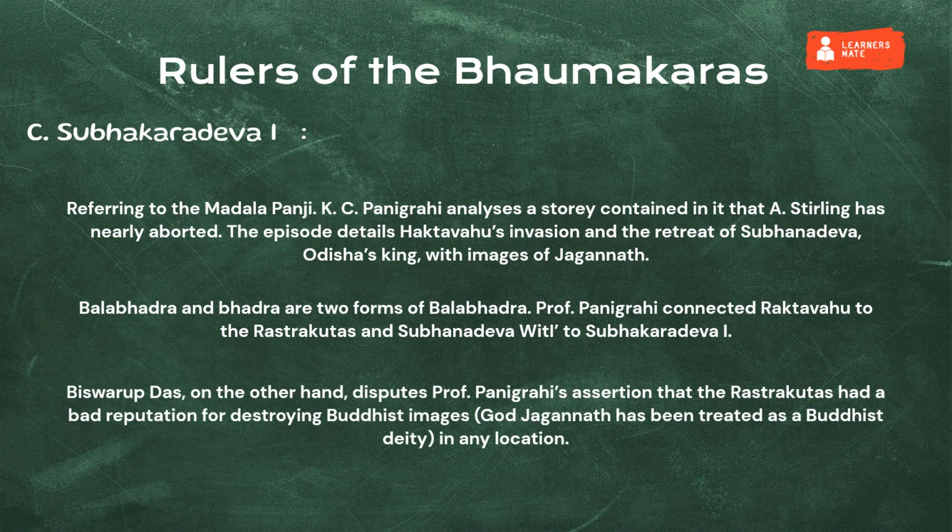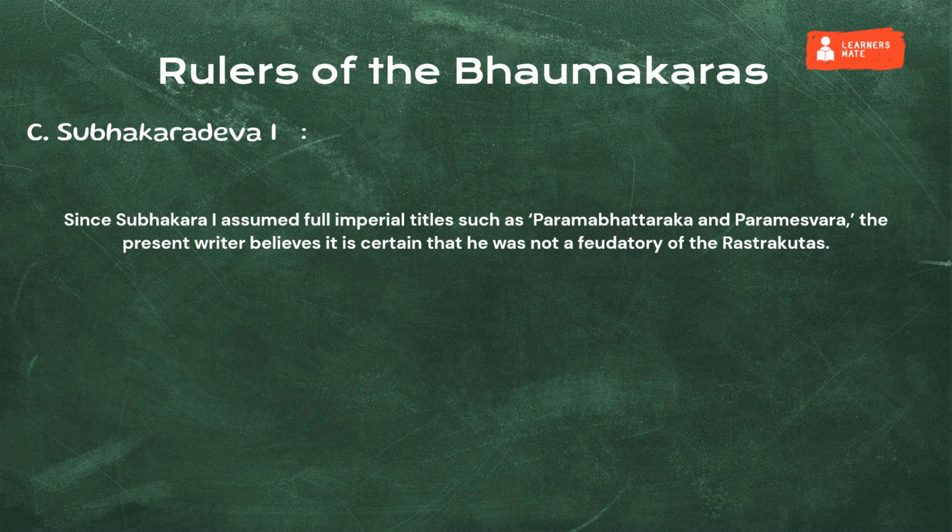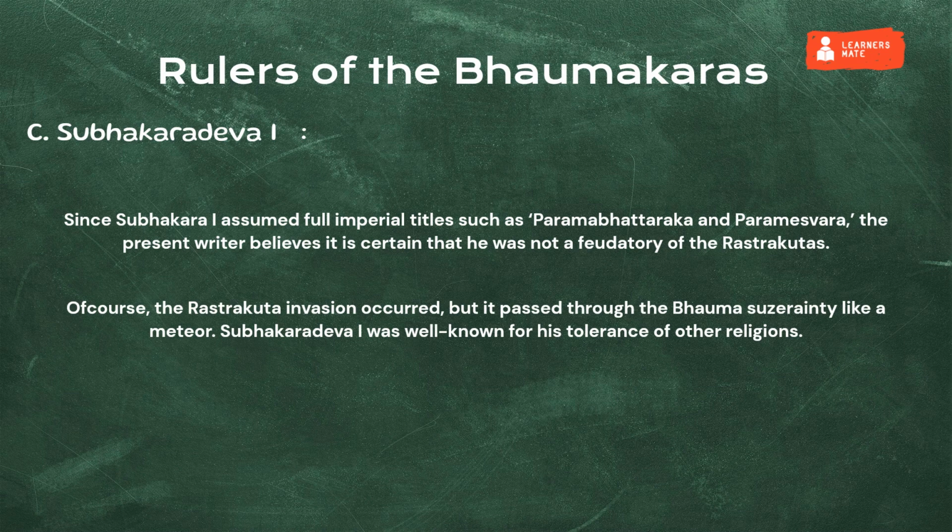Biswarup Das, on the other hand, disputes Professor Panigrahi's assertion, noting that the Rashtrakutas had a bad reputation for destroying Buddhist images, while God Jagannath has not been treated as a Buddhist deity in any location. Since Subhakara I assumed full imperial titles such as Paramabhattaraka and Parameswara, the present writer believes it is certain that he was not a feudatory of the Rashtrakutas. Of course, the Rashtrakuta invasion occurred, but it passed through the Bhauma suzerainty like a meteor.